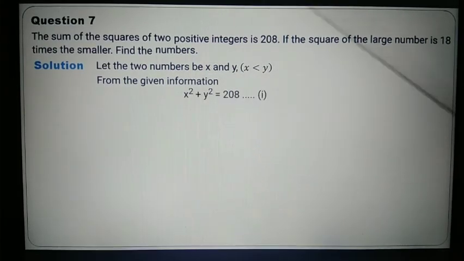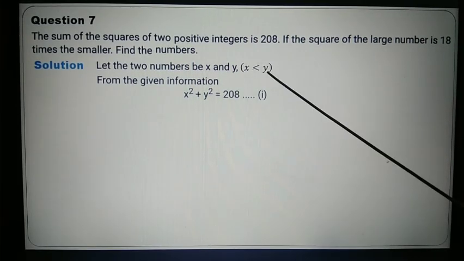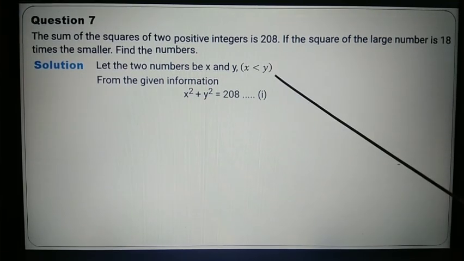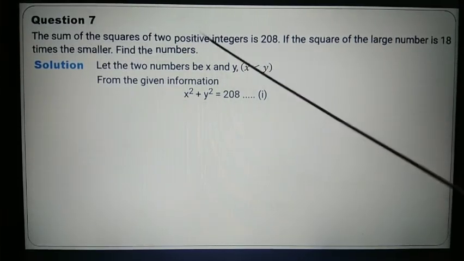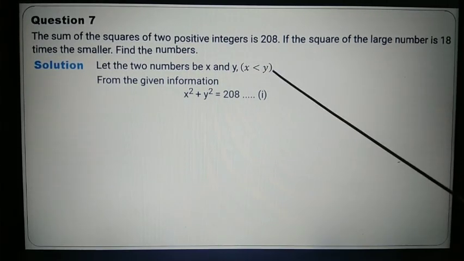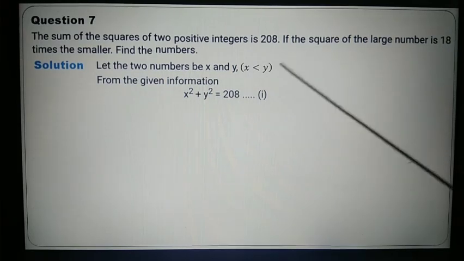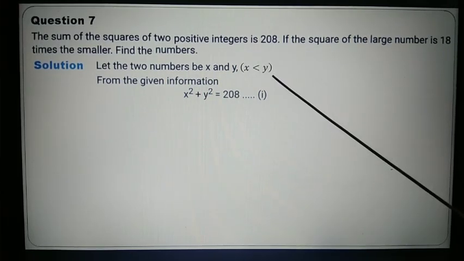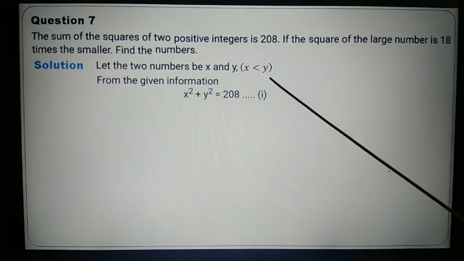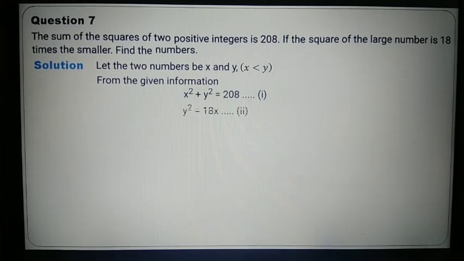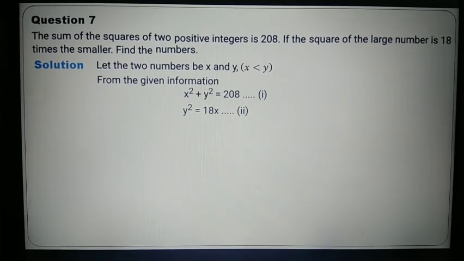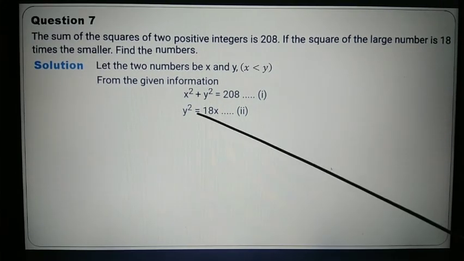Okay, so this is the first case, and from the second one it is said that the square of the larger, and which one is larger here? Larger is y. So the square of the larger, that means y square, is equal to 18 times the smaller, and smaller is x. Okay, so according to the second sentence, y square must be equal to 18 times x. Because y is larger and x is smaller, that's why we have y square equals 18x. So I'm calling the first one equation 1 and the second one equation 2.